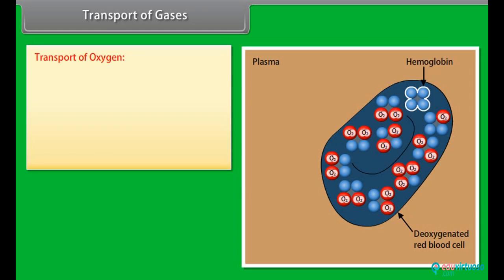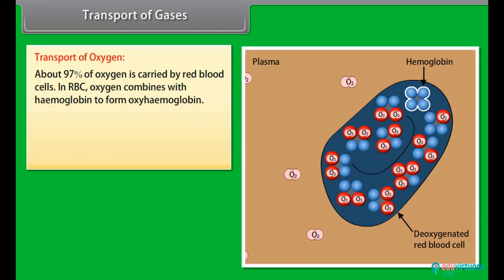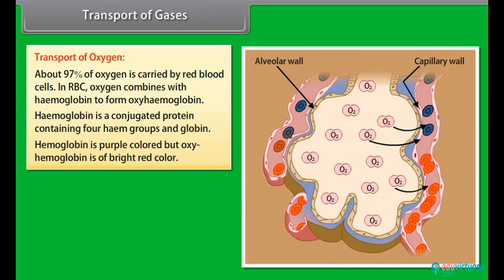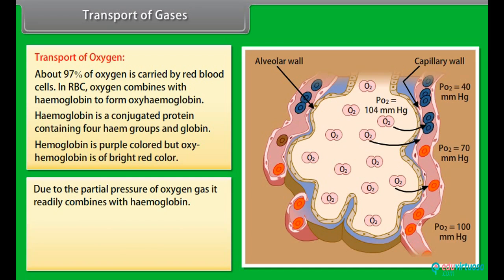Transport of oxygen. About 97% of oxygen is carried by red blood cells. In RBC, oxygen combines with hemoglobin to form oxyhemoglobin. Hemoglobin is a conjugated protein containing 4 heme groups and globin. Hemoglobin is purple-colored, but oxyhemoglobin is of bright red color. Due to the partial pressure of oxygen gas, it readily combines with hemoglobin.